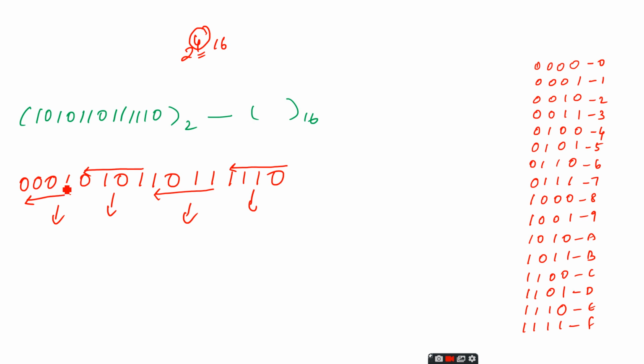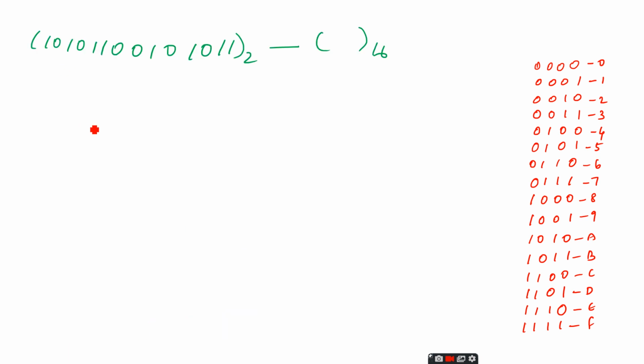Now we have to write the equivalent numbers. 0001, that is 1. Then 0101, that is 5. 1011, that is B. 1110, that is E. So the answer is 15BE base 16. This is the answer.